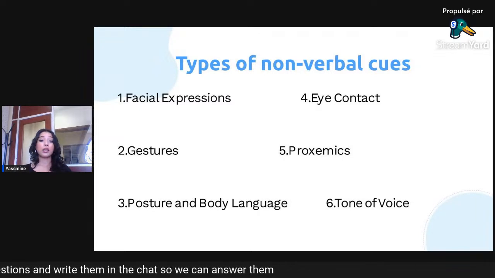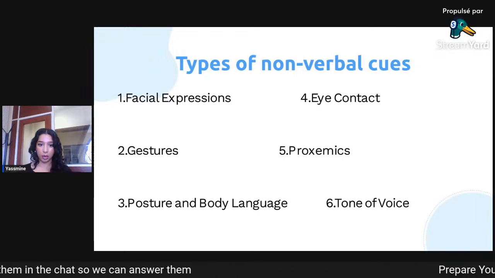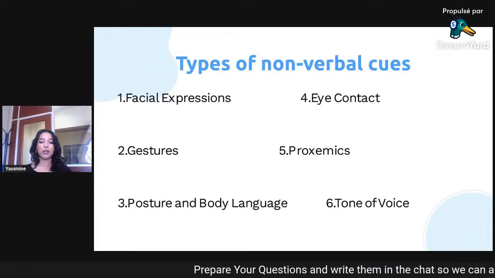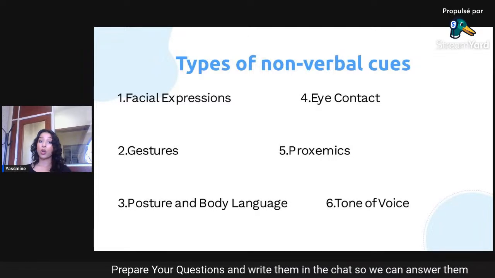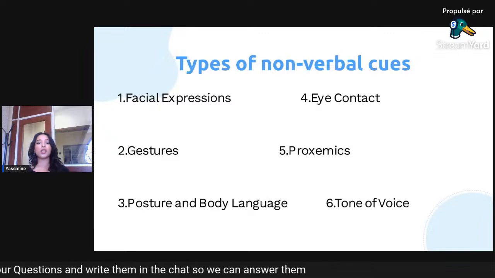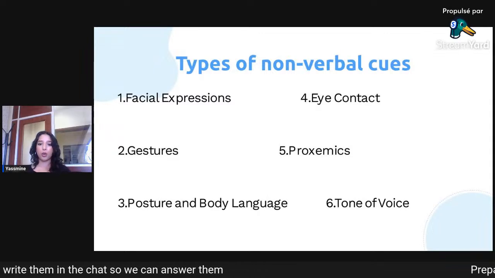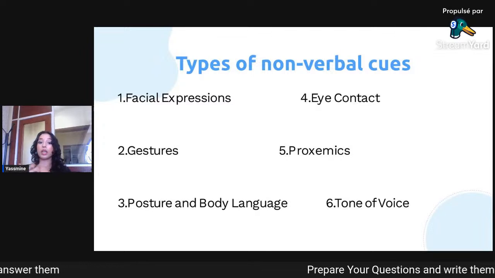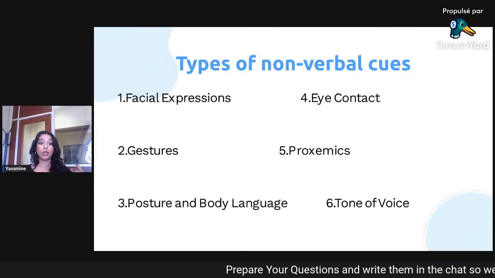Eye contact. As I said earlier, eye contact is a big one. The eyes are often called the windows to the soul. Eye contact can convey sincerity, interest, or deception. Next, we have proxemics. This relates to personal space and how close or far we stand from each other. So this can signal intimacy, or, on the other hand, personal boundaries or discomfort.